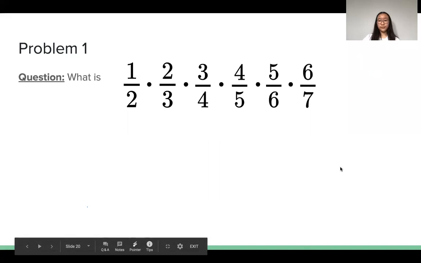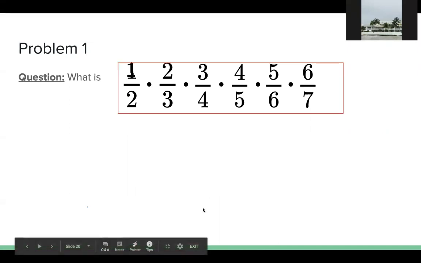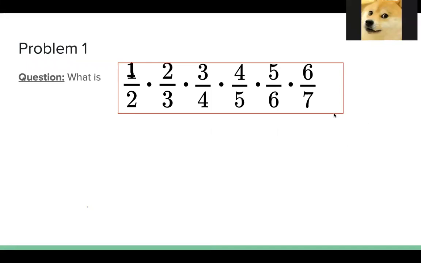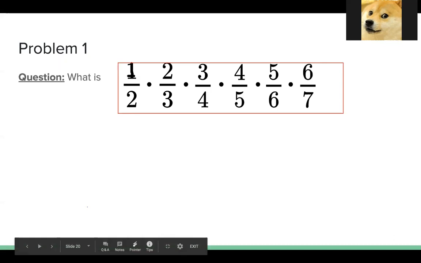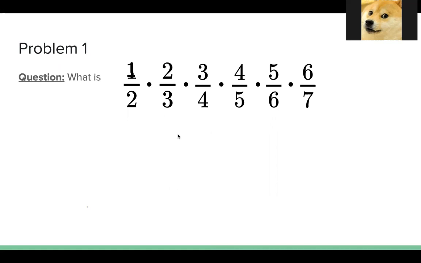Okay, now, do you all know how to solve this problem? Yes, I do. All right, 2 times 2. You cut out the 2 from 1/2 and the 2 from 2/3 and simplify them. So you'd only get 1/7. All right, that's right. Maybe the first numerator and the last denominator.